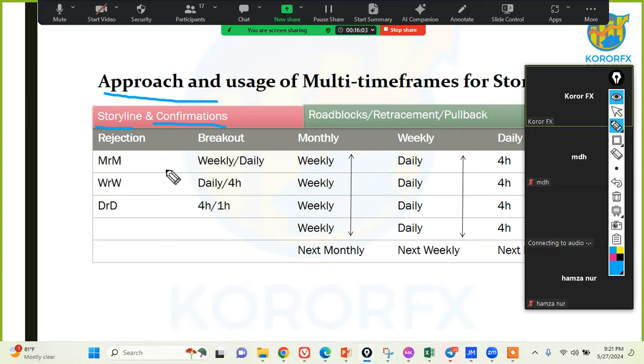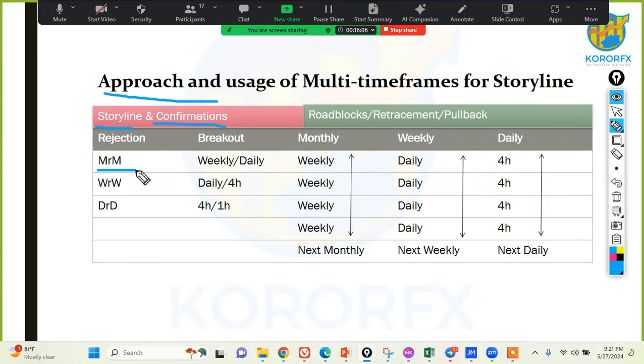Which storyline do we have? We can have MRM, which is monthly storyline. That means monthly rejects monthly. That's monthly storyline start, because the condition that I call rule number one is we must know which level is rejecting. So if monthly is rejecting monthly, then that's called the same level rule. The same level rule means if something starts from monthly, it must end on the same time frame, and that's called the same level.